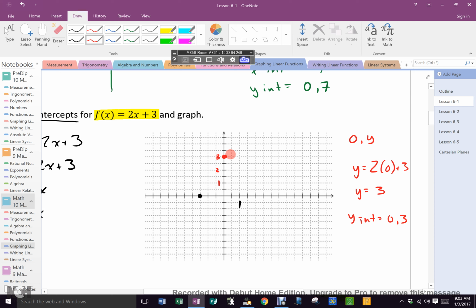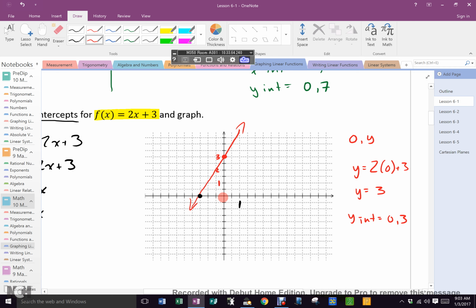Now, can I connect the line? Is this discrete or continuous data? Continuous. Why? Because I can put any number in for x, multiply it by 2, and add 3. Okay? So this line would look like this. Does everybody understand? The hardest thing about that is figuring out your scale, right?